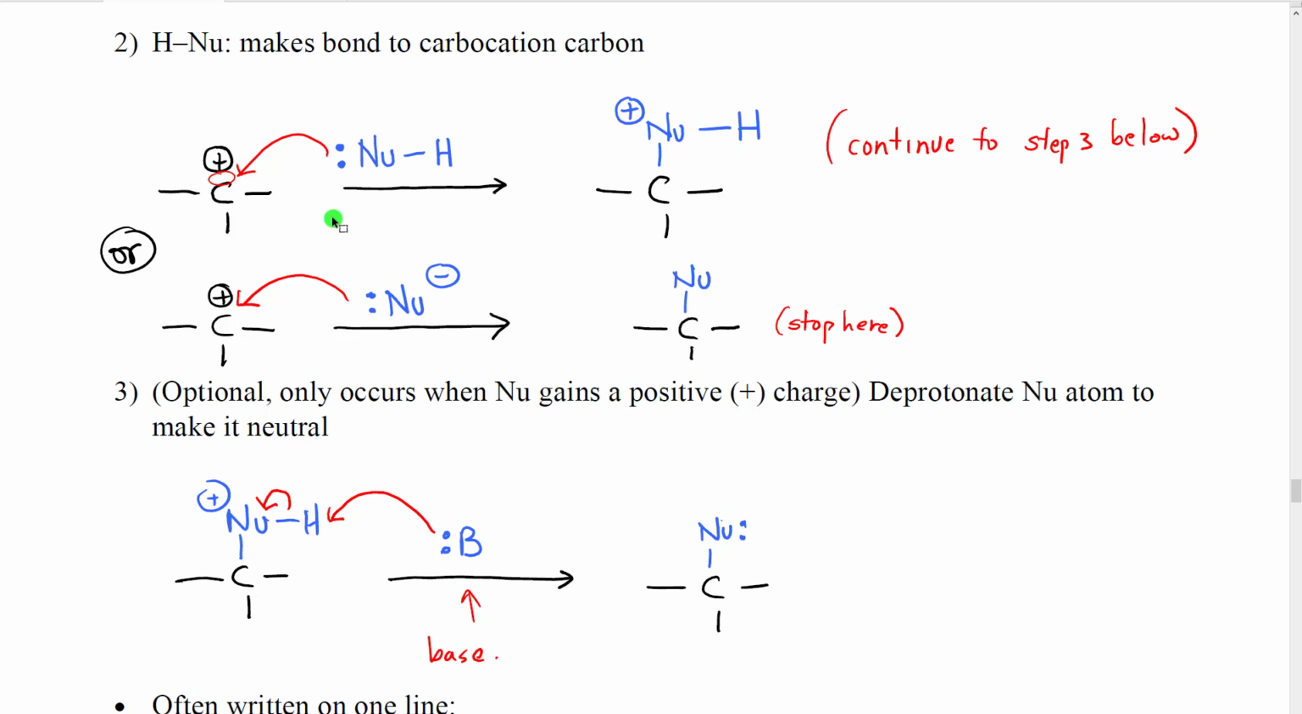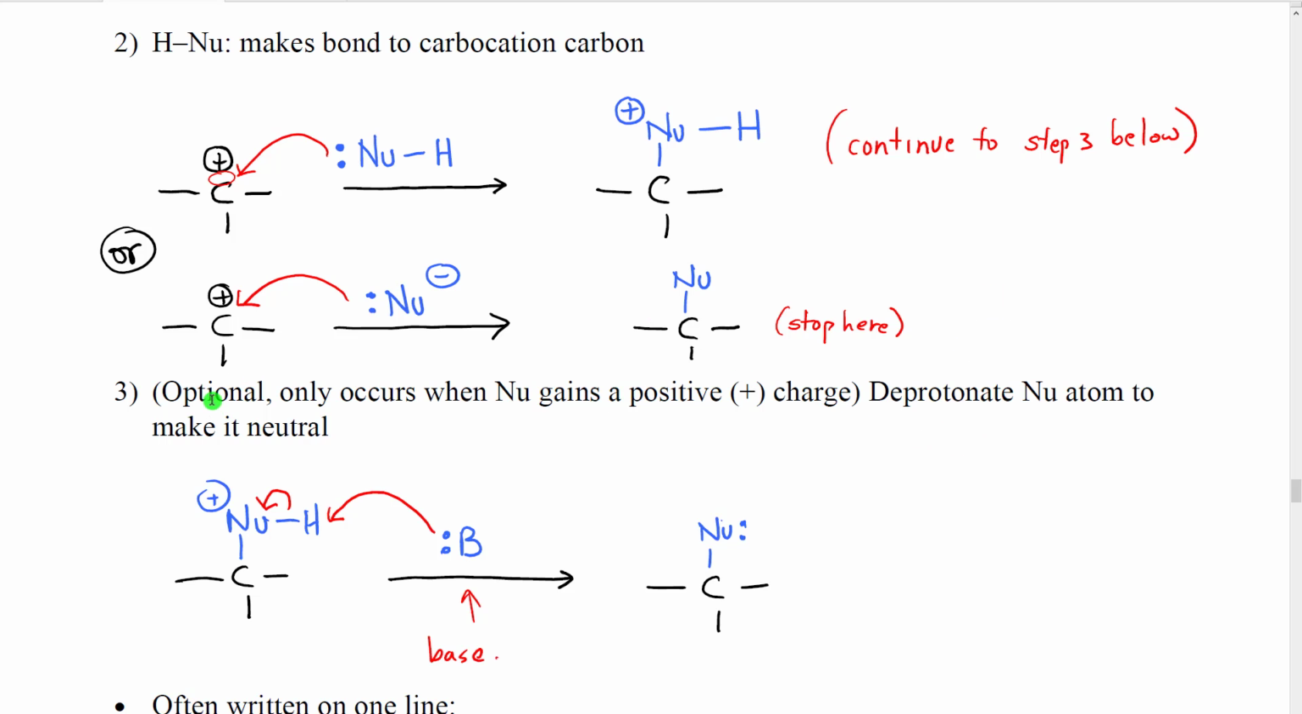However, if instead the nucleophile has a negative charge already, then when it makes a bond to the positive carbocation, the product is neutral, and we would stop there. So we have to understand a little bit about what our nucleophile is and what it's doing in order to decide whether we need to add another step to this mechanism.